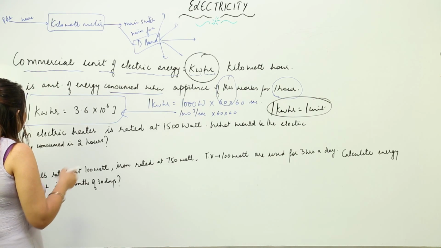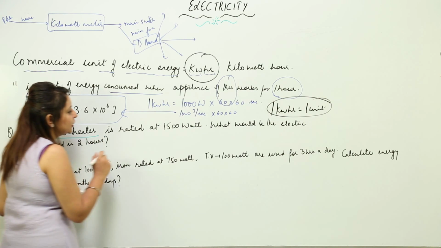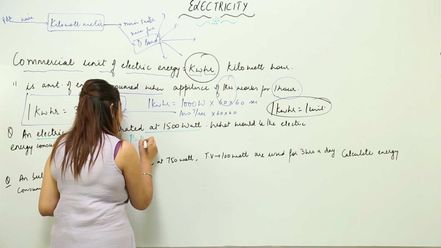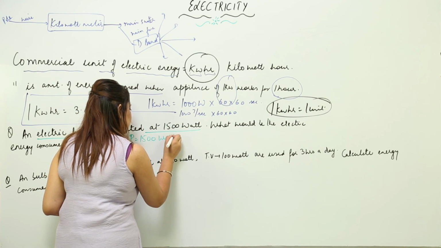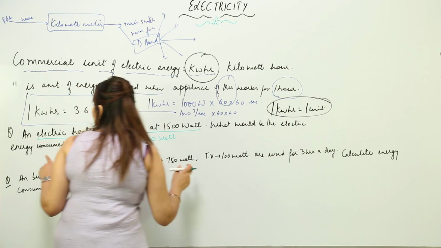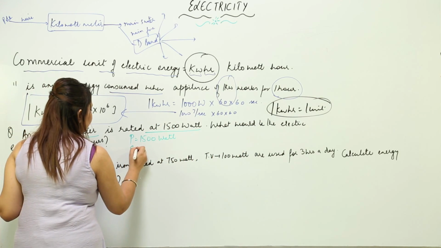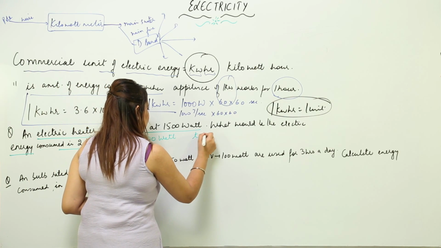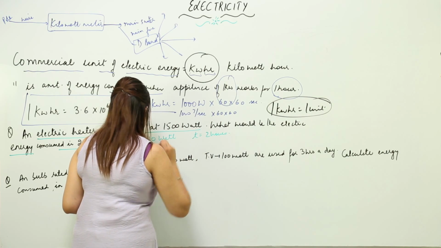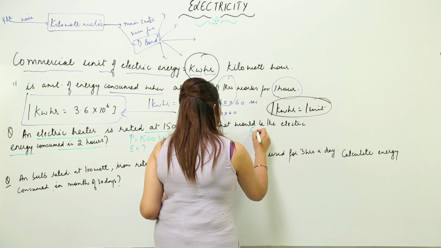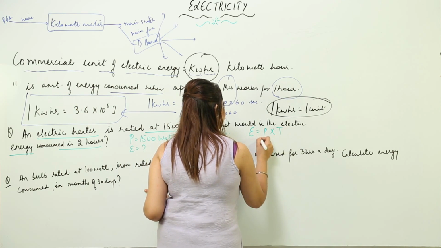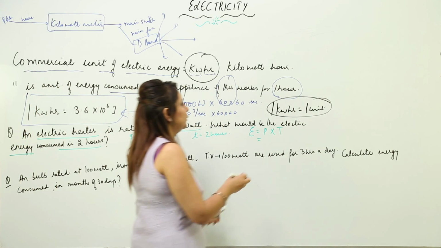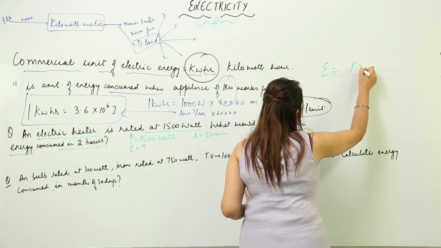We have an electric heater which is rated at 1500 watt. So power is 1500 watt. What would be the electric energy consumed when it is used for 2 hours? So time is 2 hours. We know that electric energy is equal to power into time. This is the formula for electric energy, so whenever you need to calculate electric energy, you calculate it by P into T.